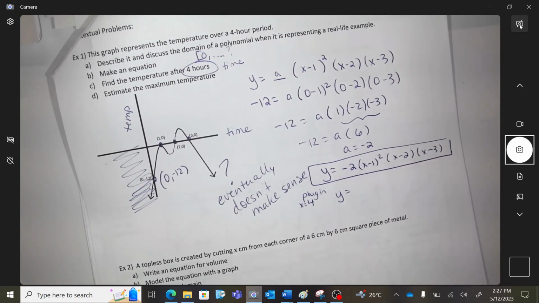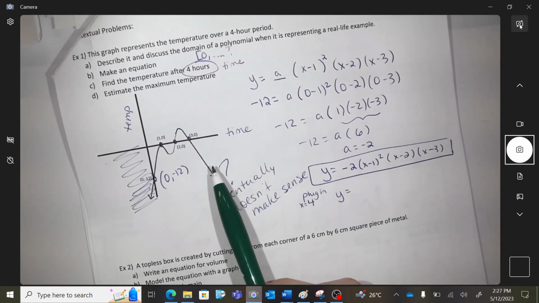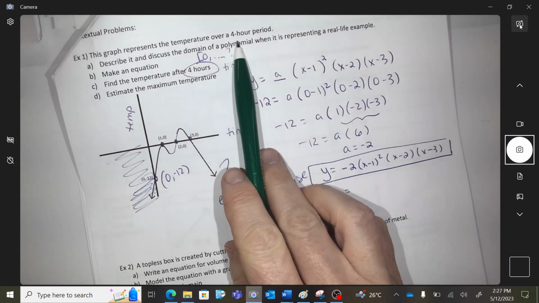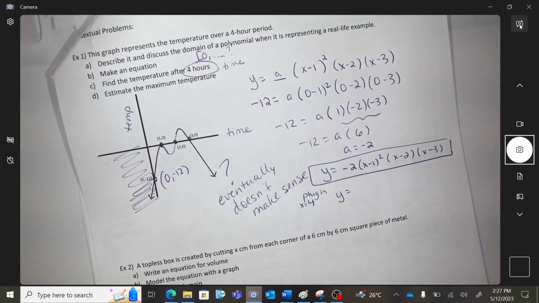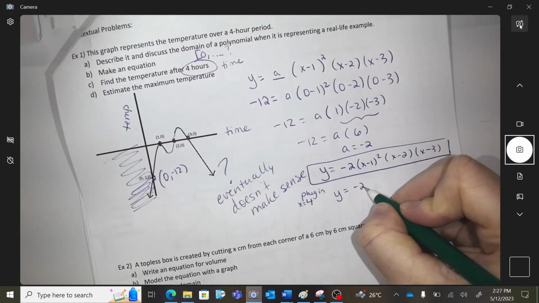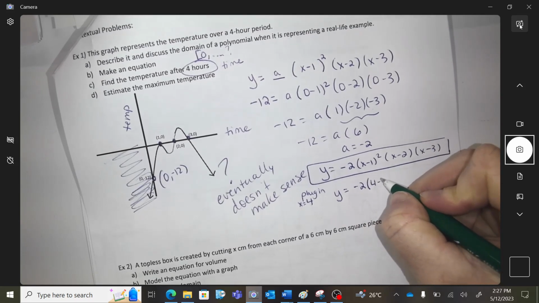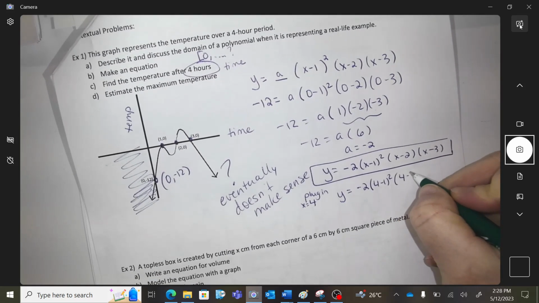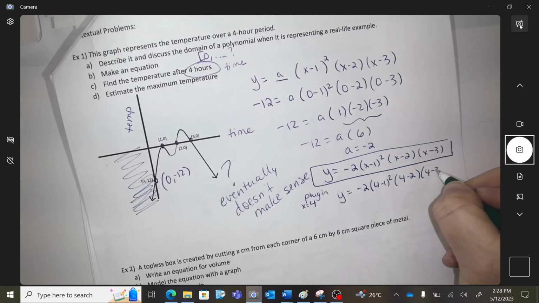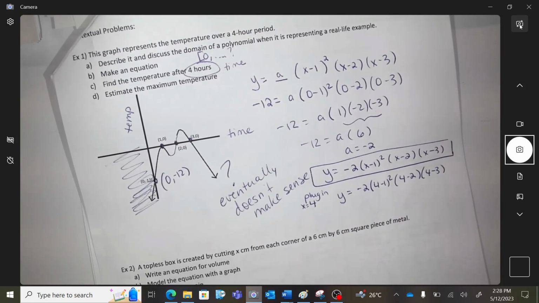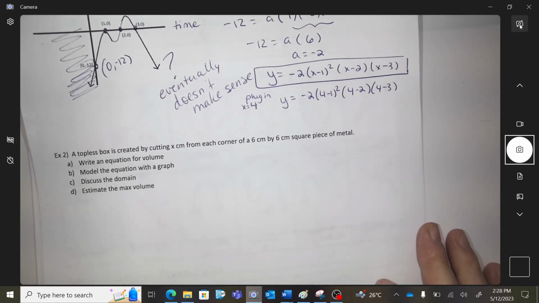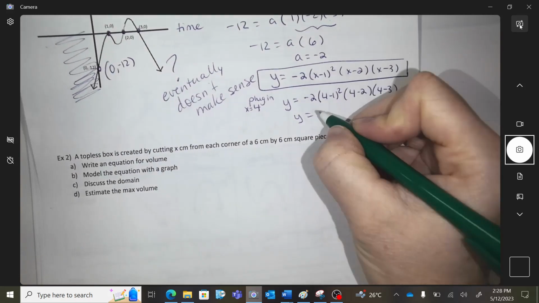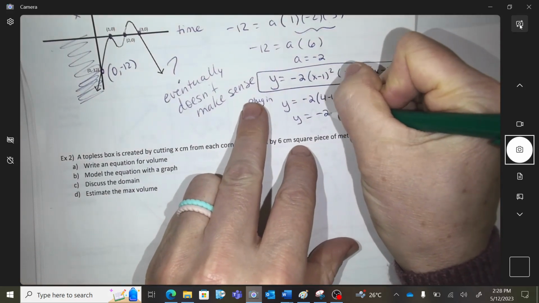Everything is in hours, isn't it? It just says at the top, in a 4-hour period, yeah. So -2 times (4 minus 1) squared, (4 minus 2), (4 minus 3). So that's me plugging 4 into all the x's. Okay, and then I need a number with all that, and you can just do all that.